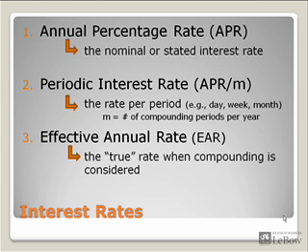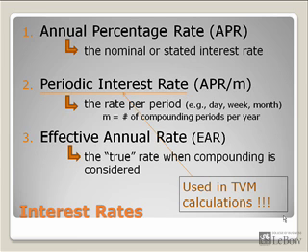The effective annual rate, or the EAR, is what we would consider the true rate of interest when we take into account compounding. It is the annual rate which causes the present value to grow to the same future value as under multi-period compounding. Now, I want to point out a very important point here, that when we are discussing our time value of money calculations, the interest rate that will always be used is the periodic interest rate, the rate per period.